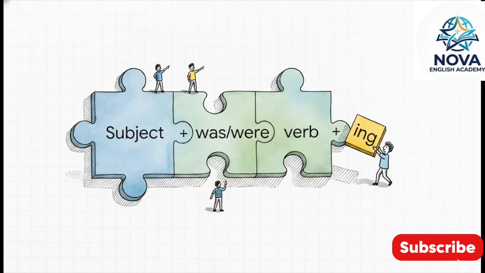The absolutely crucial point here is how we actually build the thing. It comes down to this core formula: subject plus was or were plus your main verb with an ing tagged on the end. It really is that simple. For instance, if your subject is I, you use was. And if your verb is play, you just add ing. Putting it together, you get I was playing, or she was reading, or they were watching TV. You really need all three of those puzzle pieces for the sentence to work.